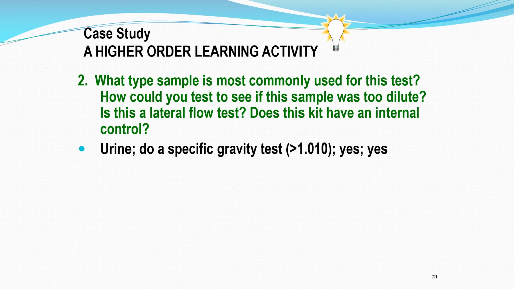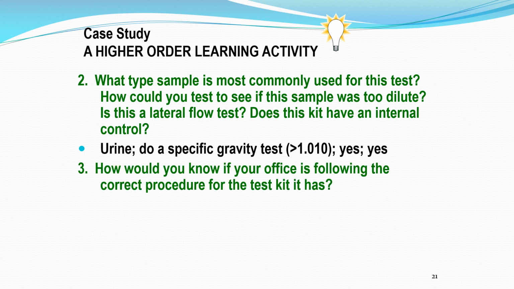We know urine is the most commonly used sample. We can use any type of urine sample, random. But of course, first morning urine samples are the best because they're more concentrated, right? The best way to make sure your urine is not dilute is to do a specific gravity test, right? And it should be greater than 1.010. It is a lateral flow test, and it does have an internal control. How would you know if your office is following the correct procedure for the test kit? It has.